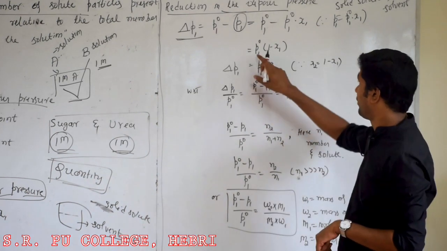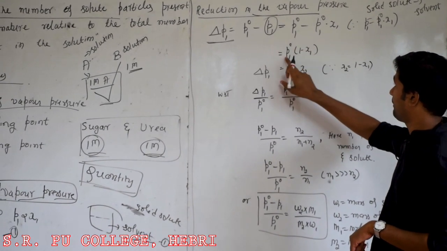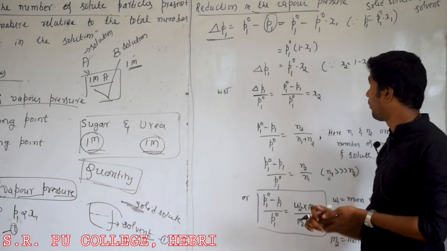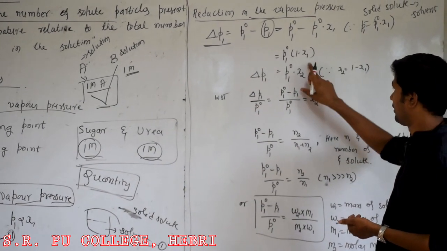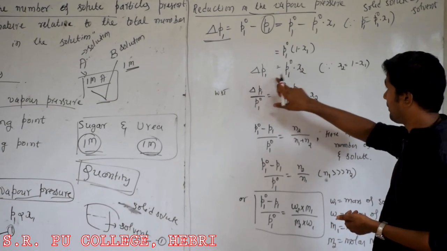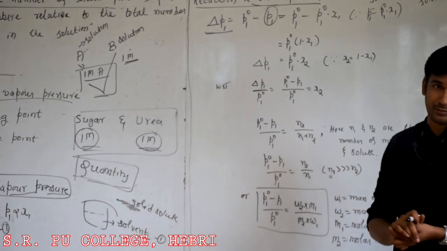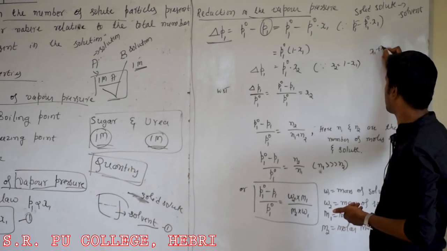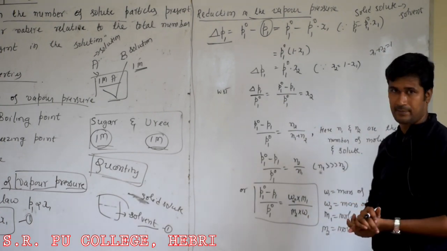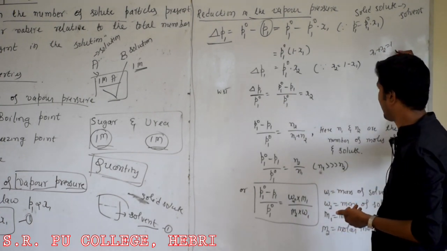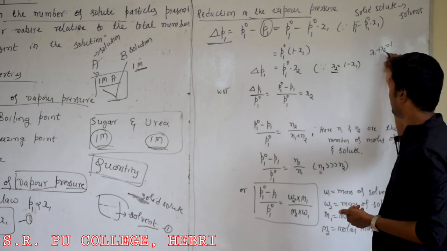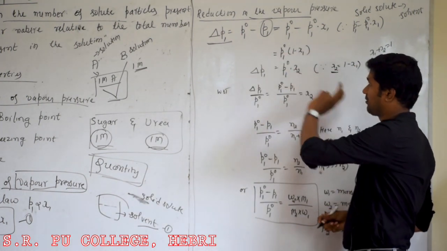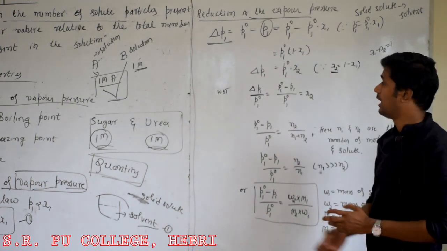Now I can write it like this: P1 naught is common here, so P1 naught into 1 minus X1. Here I wrote delta P1 is equal to P1 naught into X2. You can write it like this. Why? What is X2? You know X1 plus X2 is equal to 1, or X2 is equal to 1 minus X1. So instead of writing 1 minus X1, I have written X2.